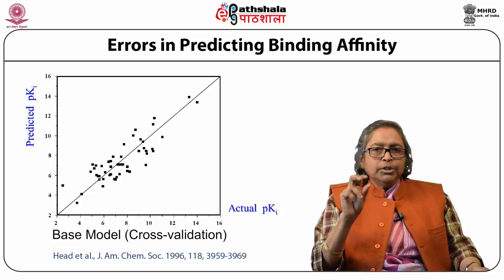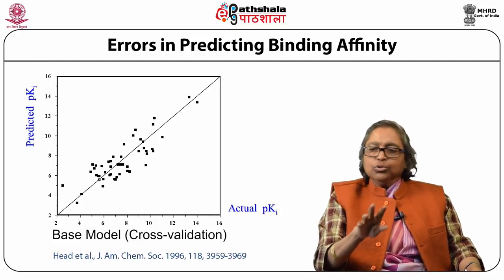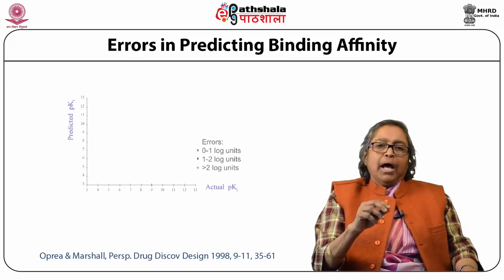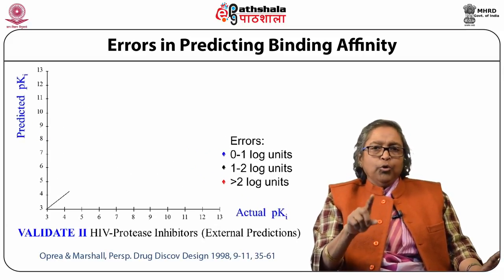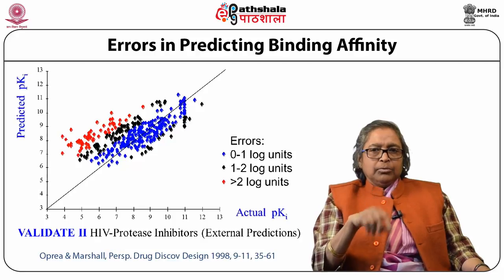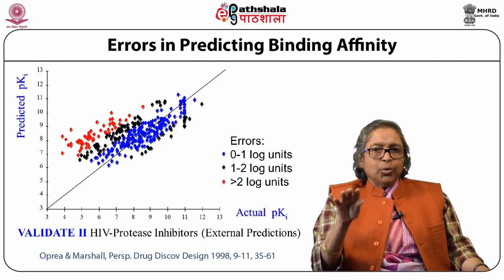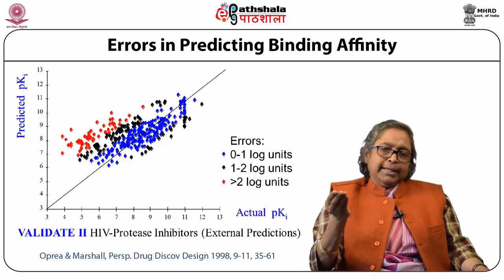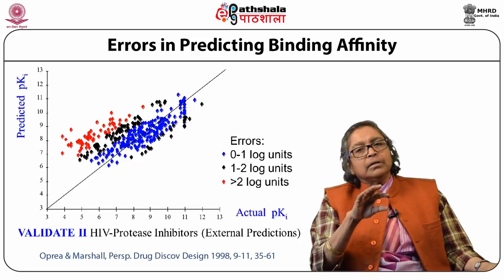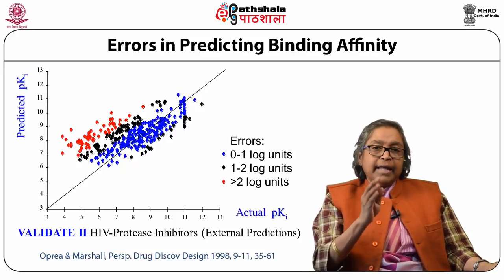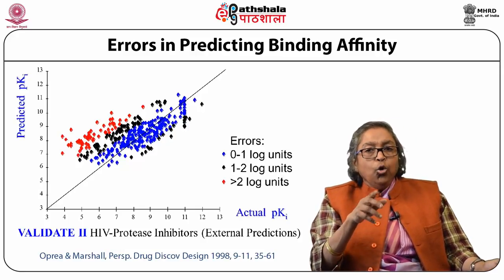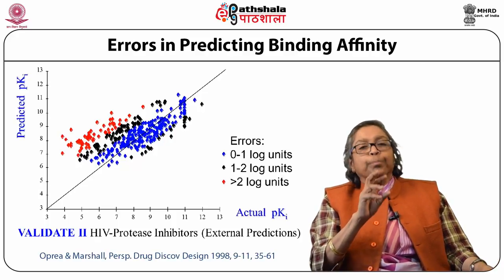This is one plot which only shows one type of molecule, HIV compounds only. The next plot shows the collected data, color coded. Now, if you look at the errors in predicting binding affinity by a method called VALIDATE, with the paper published, the actual value is shown on the x-axis and the prediction is what we did. You can very well see the ones with errors higher than 2 log units are predicted poorly, shown in red, and they are coming at the lower values. That means they are poor binders.